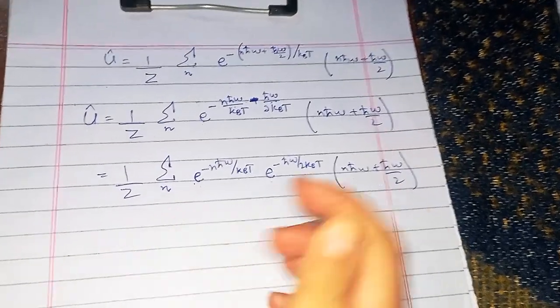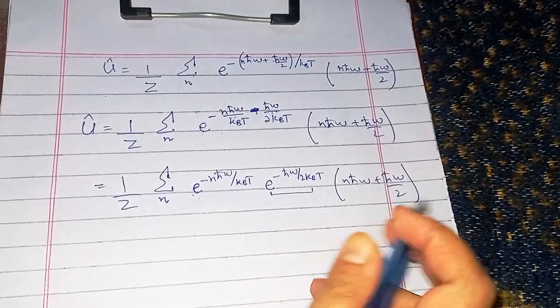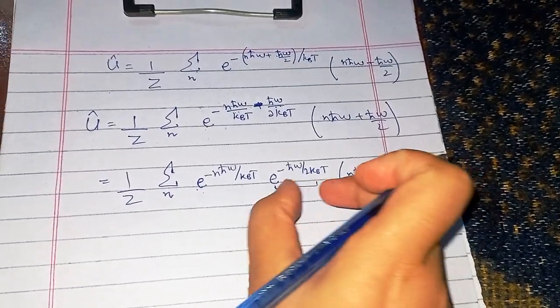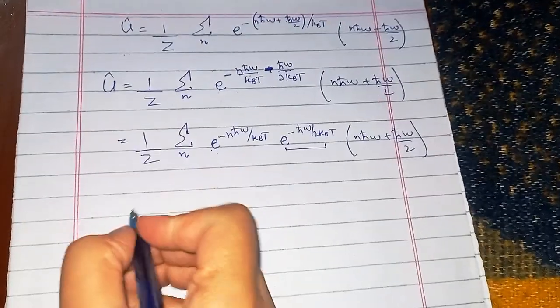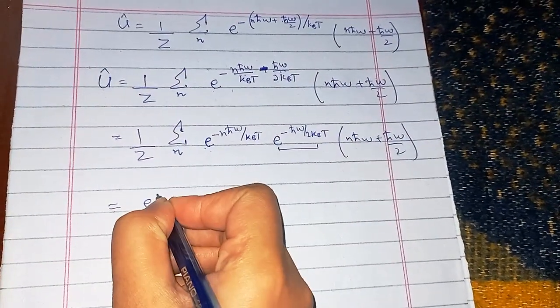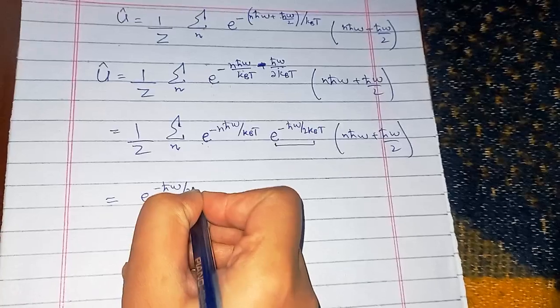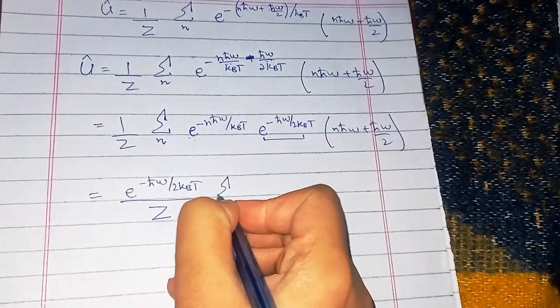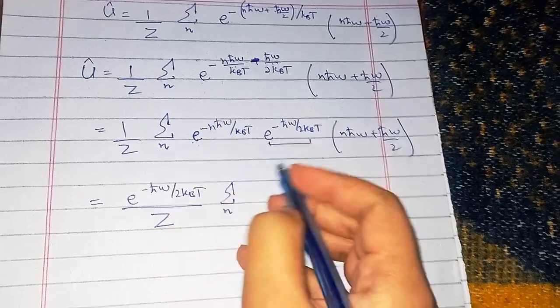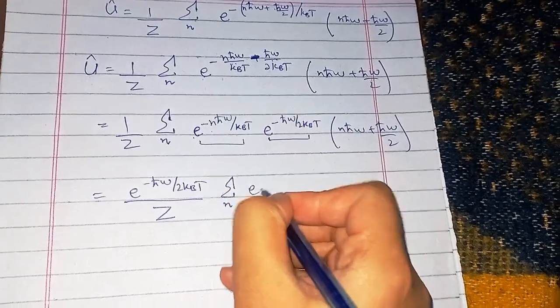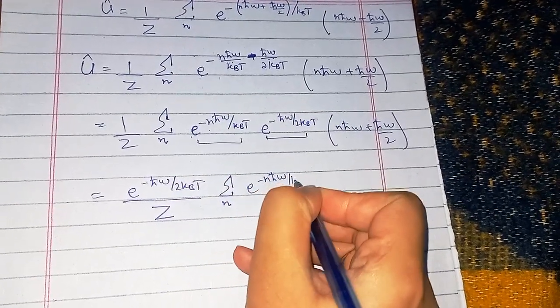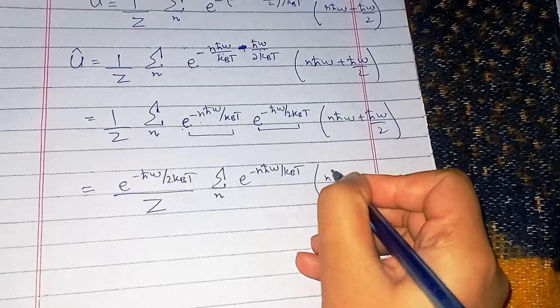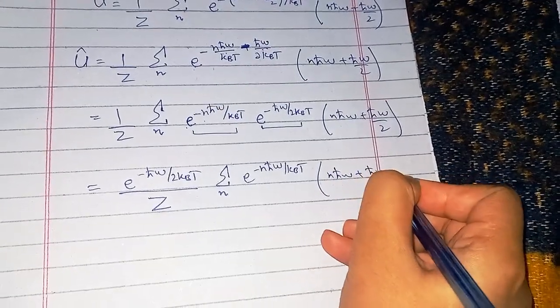Now we can see that this term doesn't contain n, so we can take it outside of the summation sign: e to the power minus h cut omega by 2 kBT divided by z, summation. We have this term left inside, and n h cut omega plus h cut omega by 2.